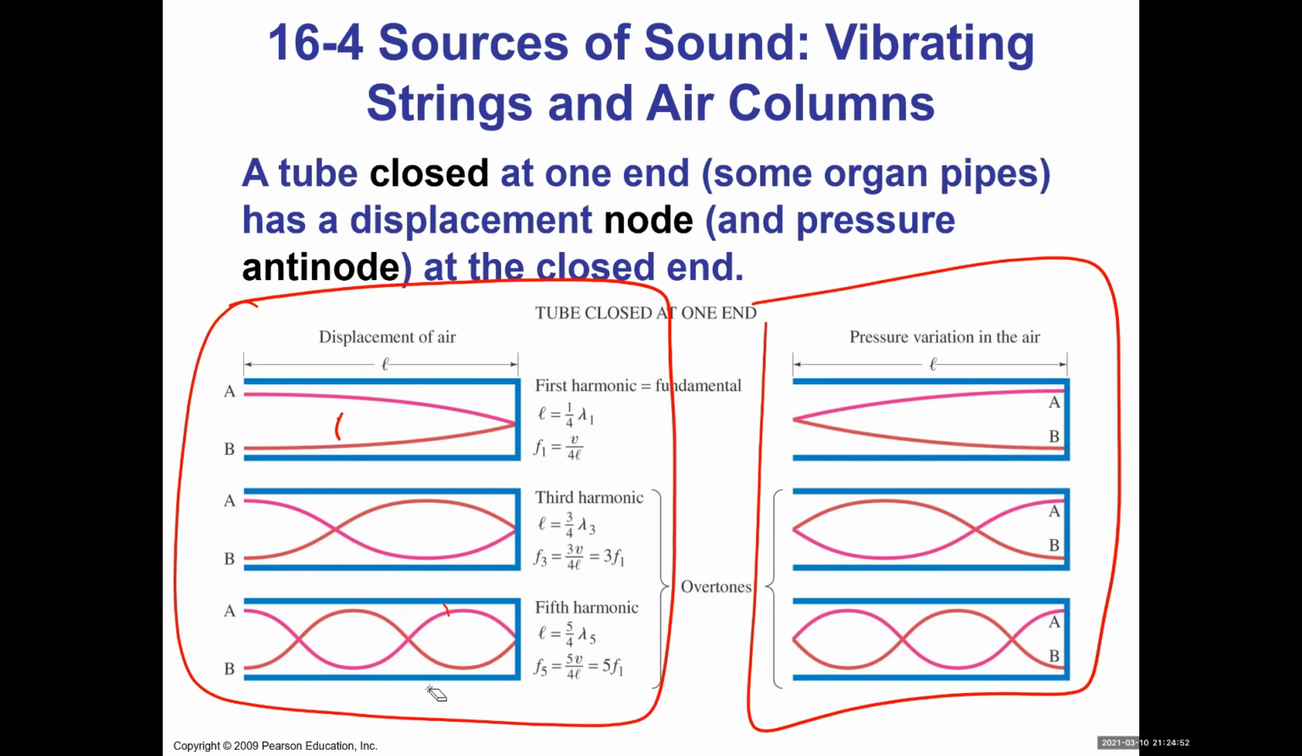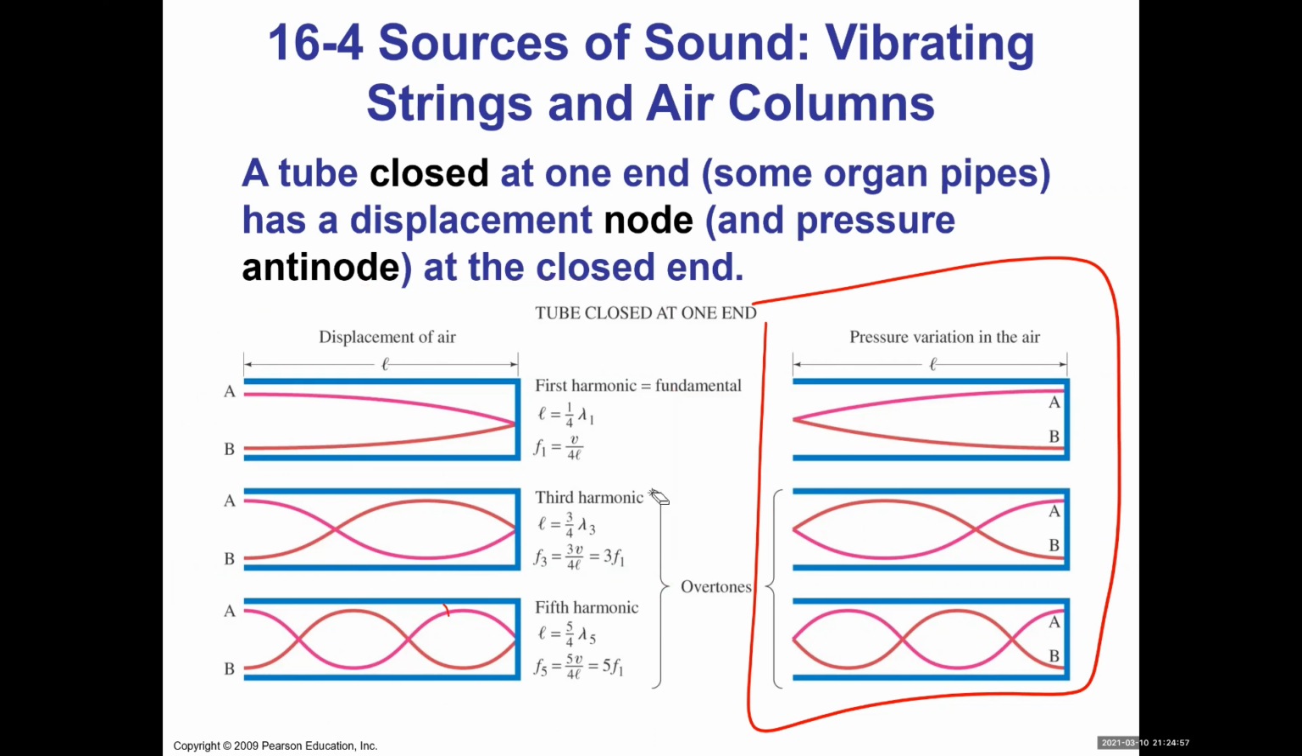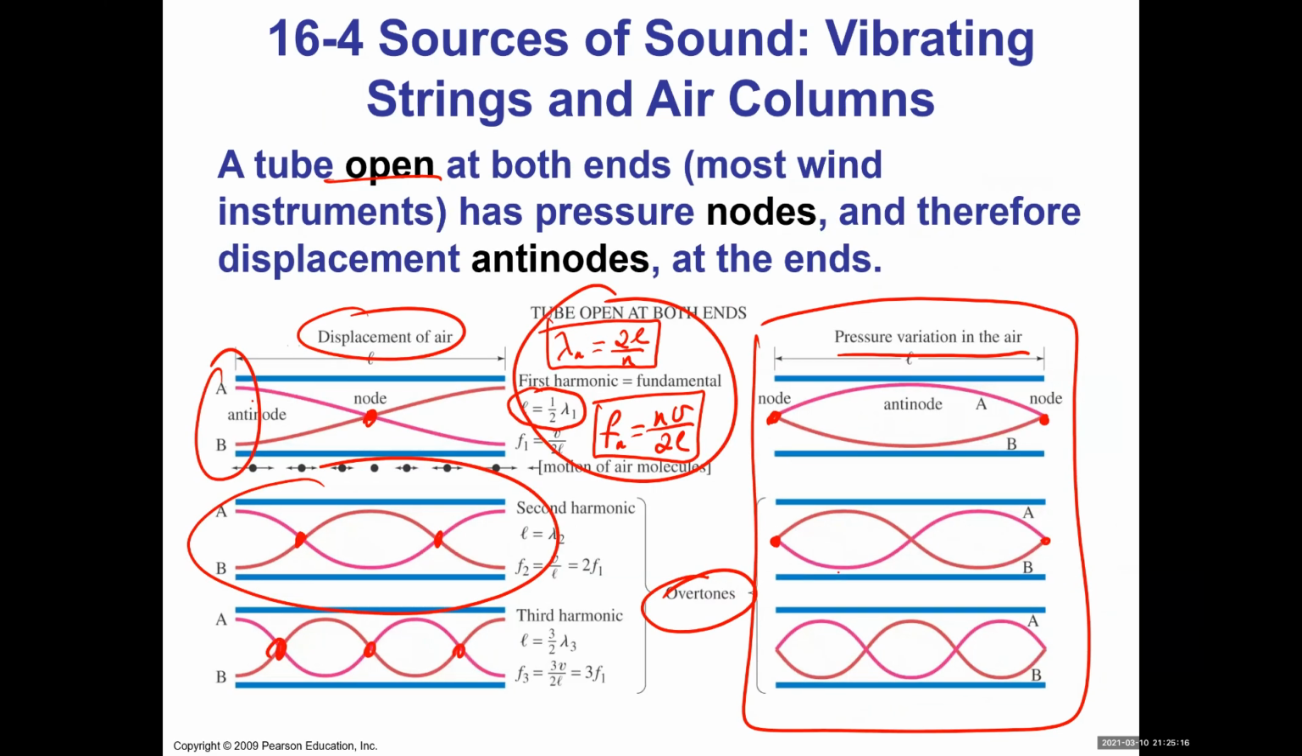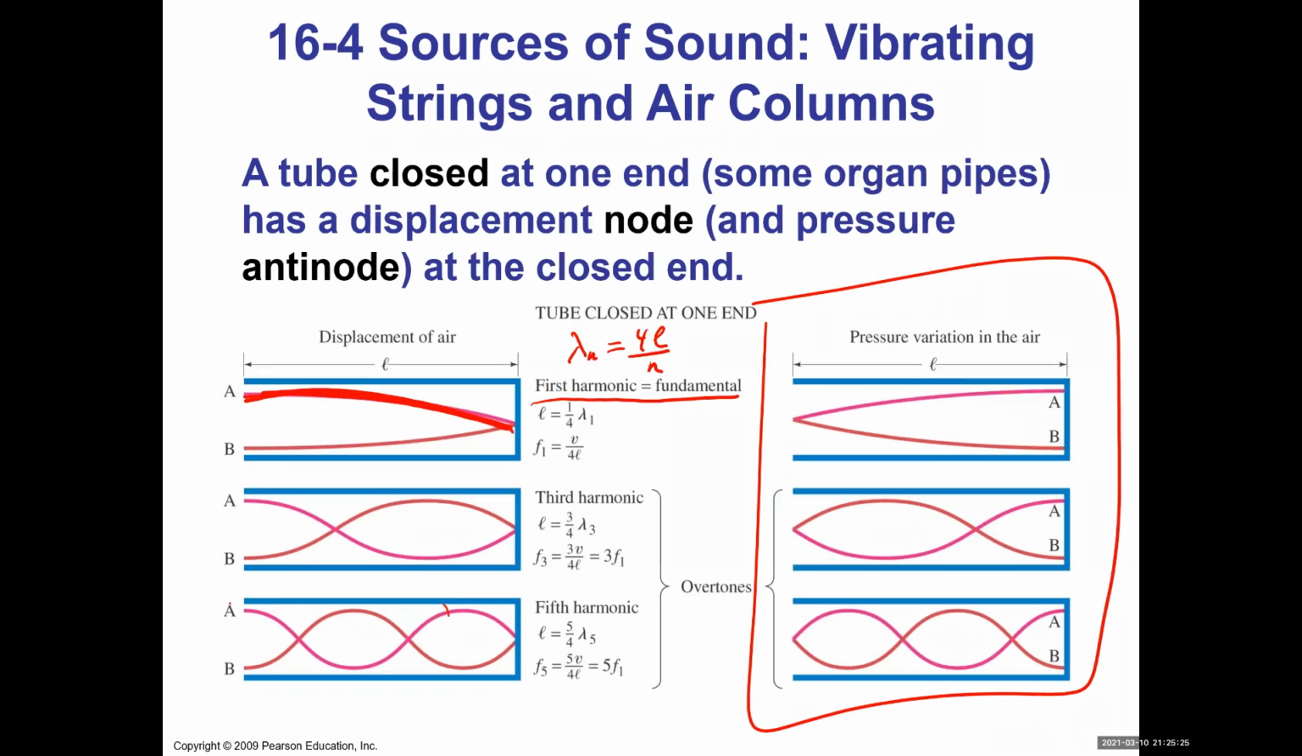Now the difference here is this. When you're considering a tube closed at one end, the first harmonic or the fundamental ends up being lambda n equals 4L over n. Not 2L over n, but 4L over n. Because when you see this shape, this is only a quarter of a wave, compared to here where this is half of the wave. So for the first harmonic, you have half of the wave in that length L. But here you have only a quarter of the wave.